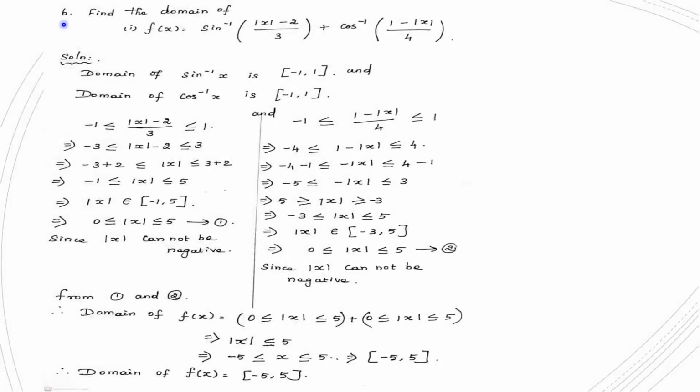Now we are going to see the sixth sum. In that, first subdivision we will see now. Find the domain of f of x equal to sine inverse of modulus of x minus 2 divided by 3 plus cos inverse of 1 minus modulus of x divided by 4.